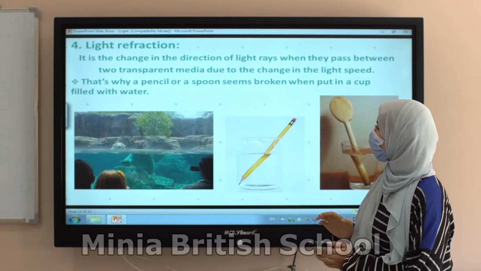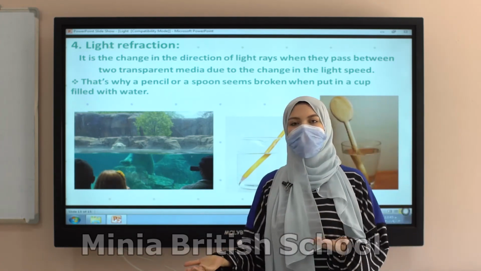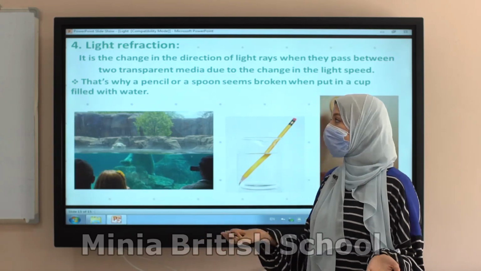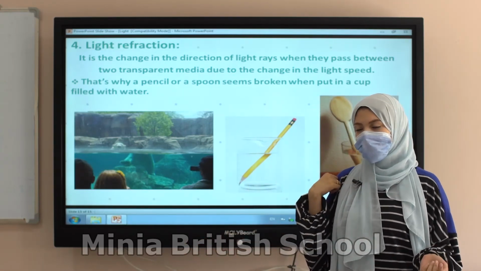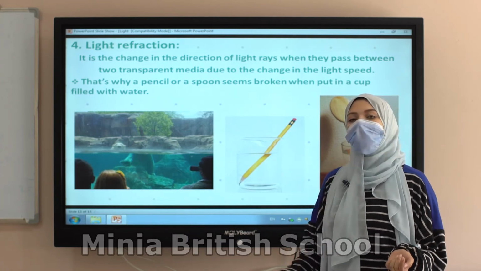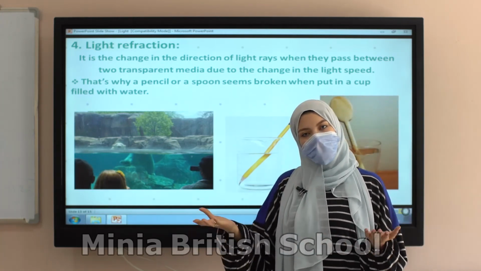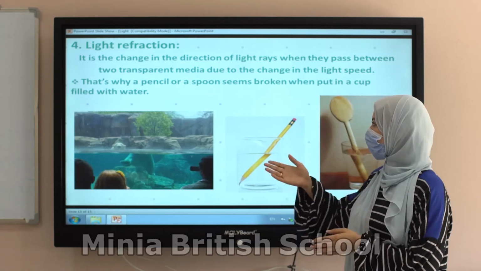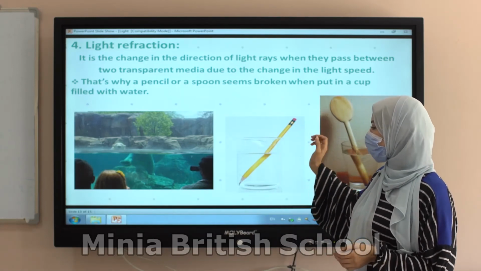So what is the difference between light reflection and light refraction? In light reflection, the light transfers from one medium to the same medium. What about refraction? Between two media.